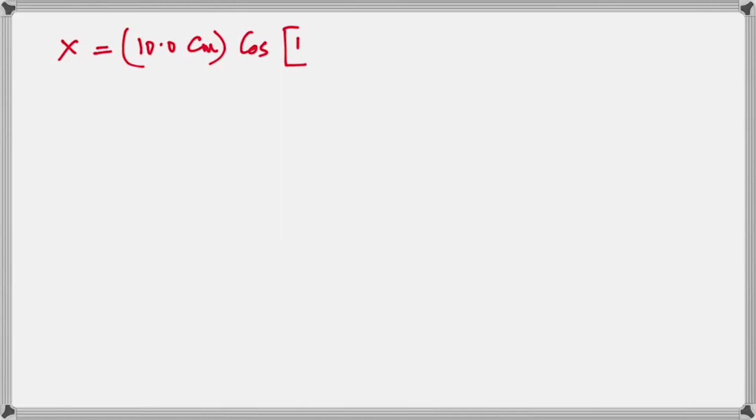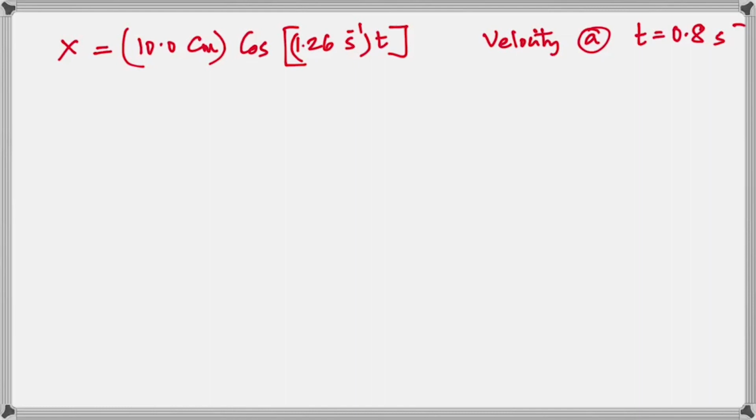So here is simple harmonic oscillation. You know, there are equations for displacement, velocity, and acceleration. Please learn all that. But in this question, you are given the equation for displacement, and you have to calculate the velocity at a certain time. So let's say t is 0.8 seconds. That's what you have to calculate.